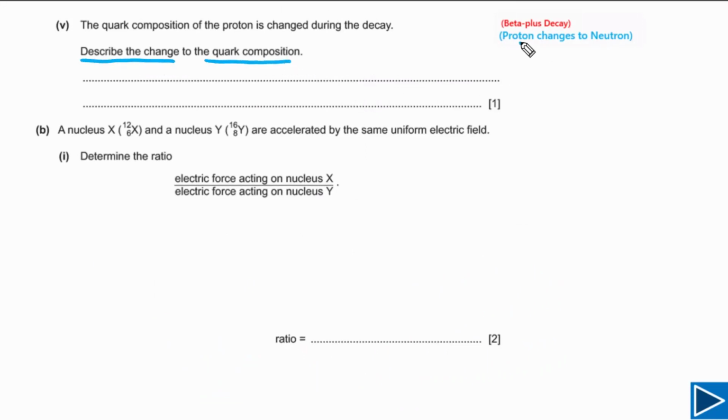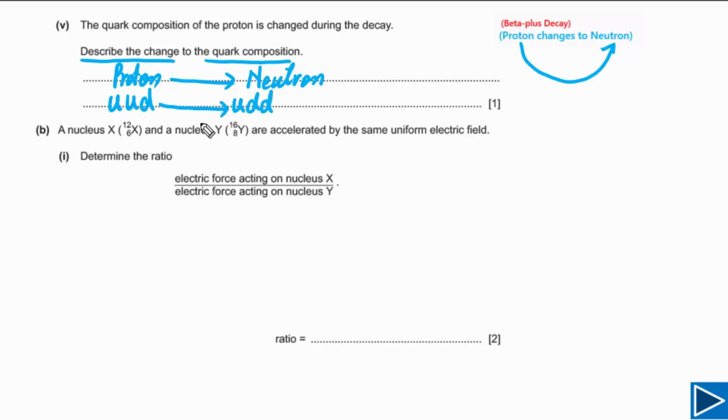But for this question, it is given to us that the proton changes to a neutron. So simply we can write down, first of all, proton changes to neutron. Now we need to write down the change in quark composition. Proton consists of 2 up quarks, 1 down quark. But neutron, it consists of 1 up quark and 2 down quarks.